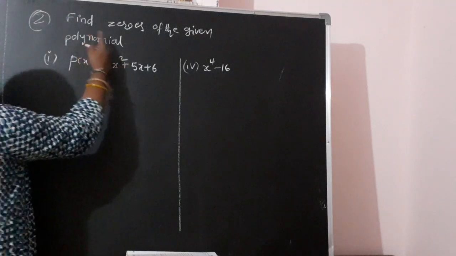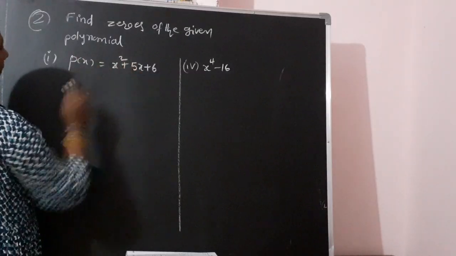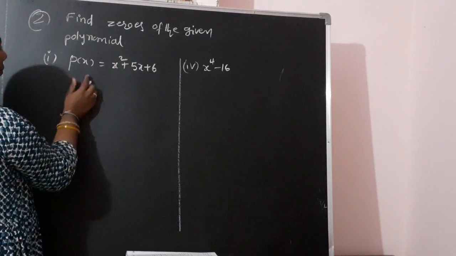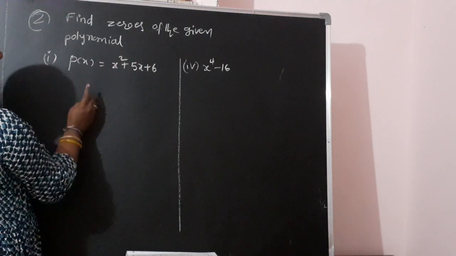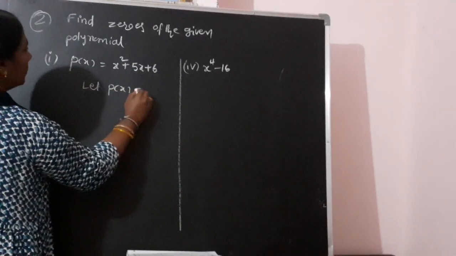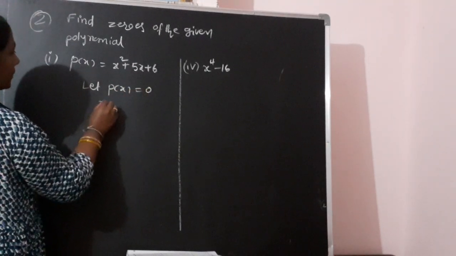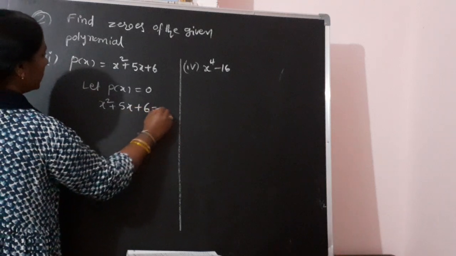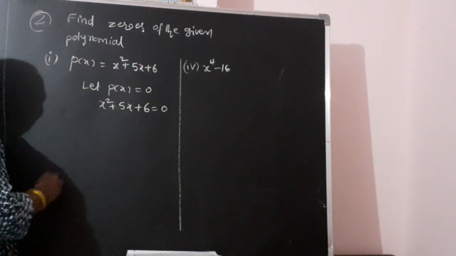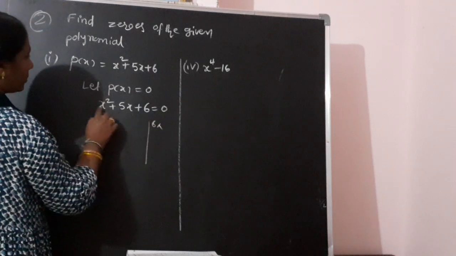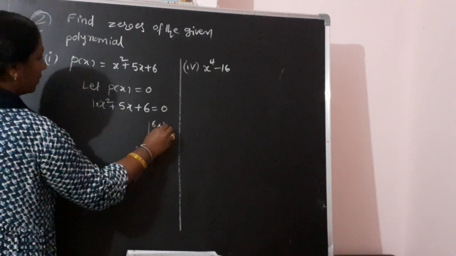See here, find zeros of the given polynomial. Finding zeros means we have to equate this polynomial to 0. Let p of x equal to 0. So x square plus 5x plus 6 equal to 0. Now what are the required factors here? 6 is the constant, multiplied by the x square coefficient, which is 1, equal to 6.